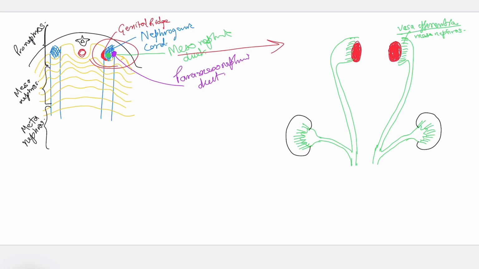Now this mesonephric duct, when it descends down, will join the primitive urogenital sinus, which is going to form the future bladder and a portion of the prostatic urethra as well. So the mesonephric duct will also contribute to the formation of the trigone, the covering of the trigone, as well as the posterior portion of the prostatic urethra. All this is being formed by the mesonephric ducts.